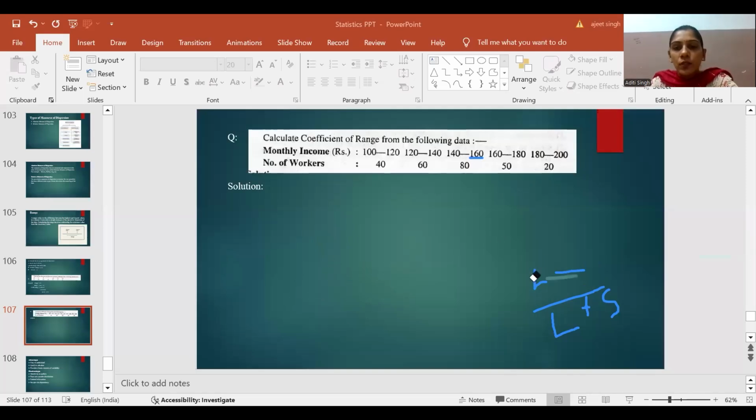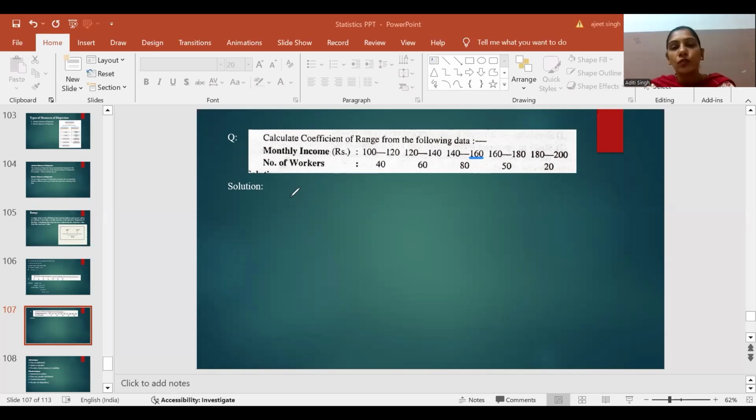Okay, so this is the question of continuous series. As you can see in this question, a class interval of monthly income is given, and the number of workers is also given. The class intervals are 100 to 120, 120 to 140, 140 to 160, 160 to 180, and 180 to 200. So this is the given class interval in this question.